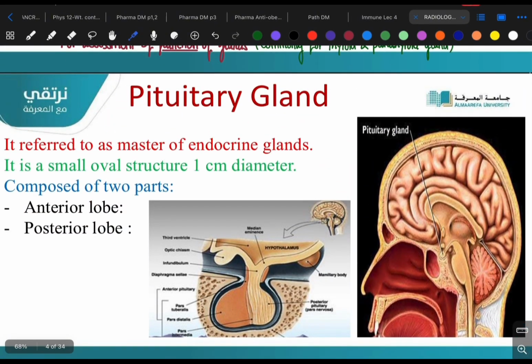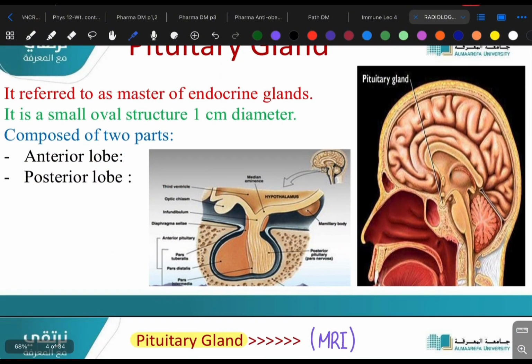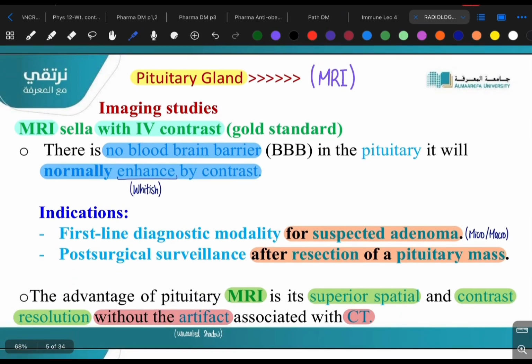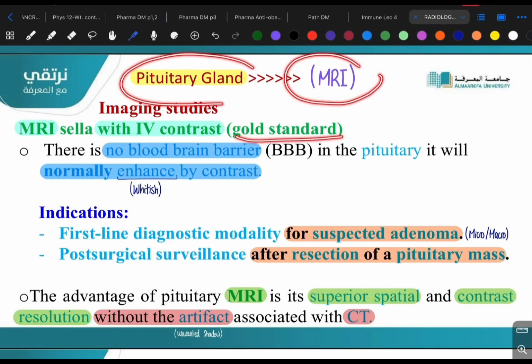Starting off with the pituitary gland, this is just anatomy information. It's telling us the pituitary gland has an anterior lobe and a posterior lobe. It's not very important for the radiology lecture here, okay? First of all, we need to know that the most important, the gold standard imaging modality for the pituitary gland is MRI. So remember, for the pituitary gland, the first choice of image modality is MRI. Okay? It has no blood-brain barrier. That's why it's normally enhanced by contrast.